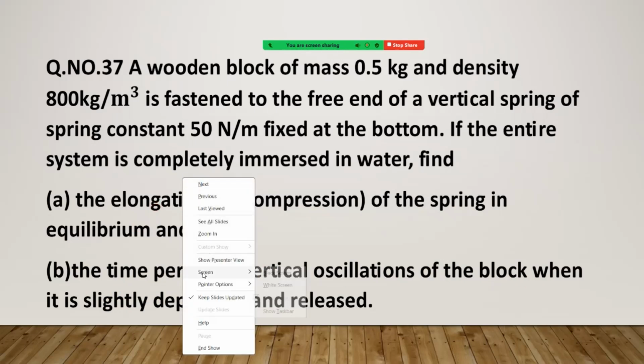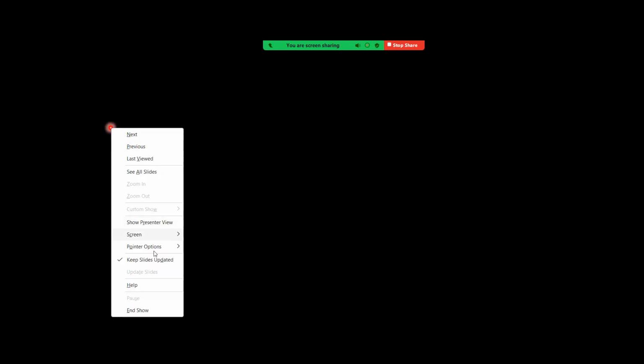First of all, let us make a diagram to get clarity. So coming to the diagram, this is a block which is attached to a vertical spring. The spring is connected at the bottom. And this is a vessel. This system is now completely inside water. That is the condition given.